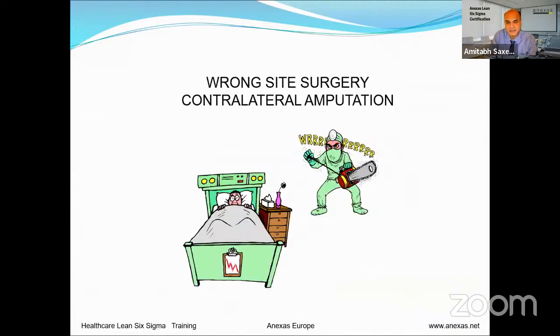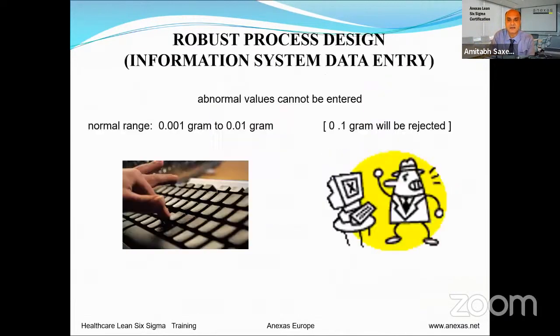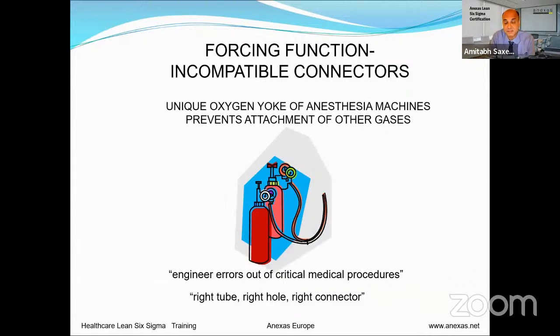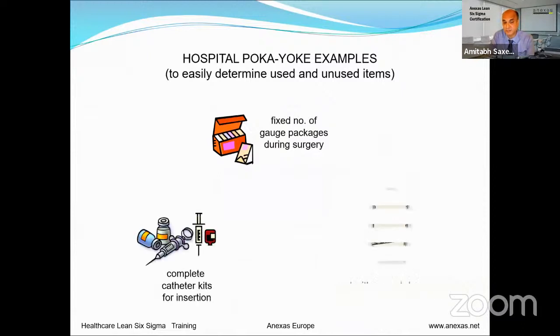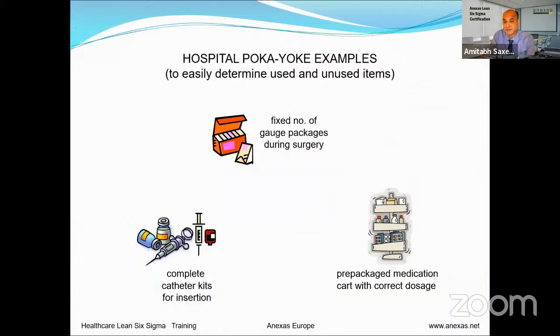So similarly, in healthcare, you have got some examples like oxygen cannot be connected to nitrogen cylinders, a fixed number of gauze packages during the surgery, complete catheter kits for insertions, and prepackaged medication cards with correct dosage. So these are all some examples of applying it. Okay, so I just wanted to give some examples related to the healthcare industry. Now let us come back.